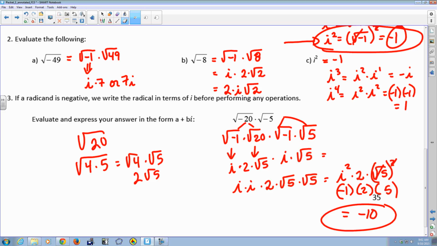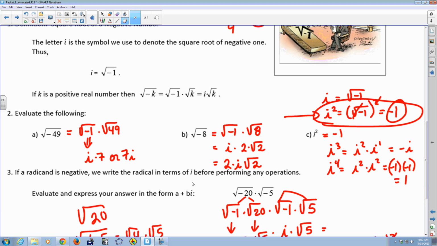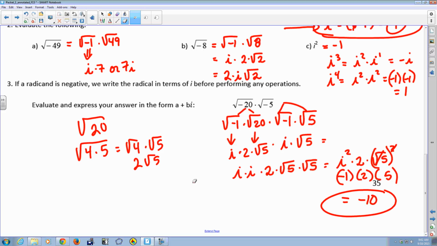Okay? Some of you are probably more familiar with working with i and doing arithmetic with it. You'll have lots of practice today. So any questions before I move on on any of these steps? Anything at all that you can put into words?